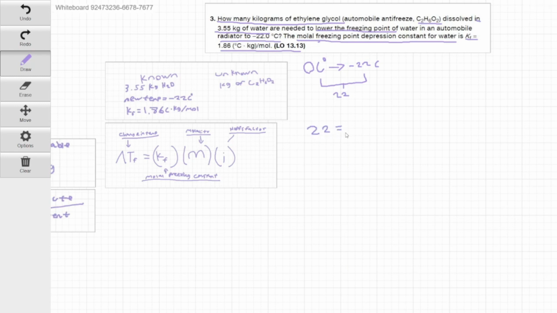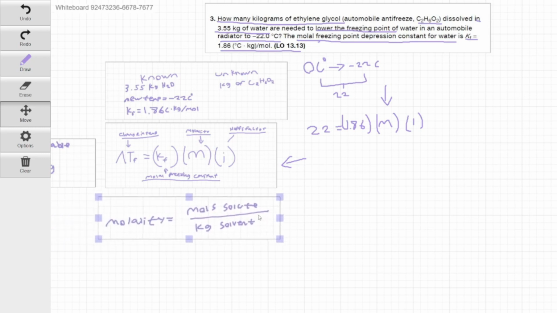The rest should be pretty easy, because now it's just fill in the blank. So if we look at our formula here, now we have delta T, it's 22 equals K of F, which we are also given, which is 1.86, times molality times van 't Hoff's factor, which in this scenario is 1, since it's not an electrolyte. Now, the one number here we do not have is M for molality, and that is what we need to solve for. That's the key to this entire problem.